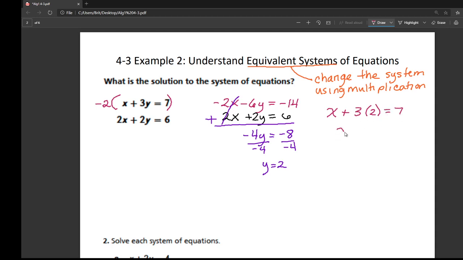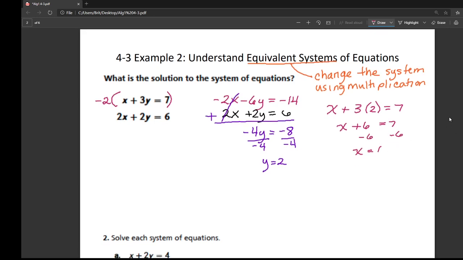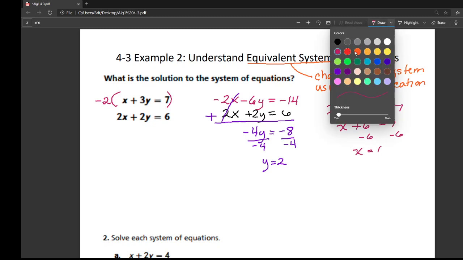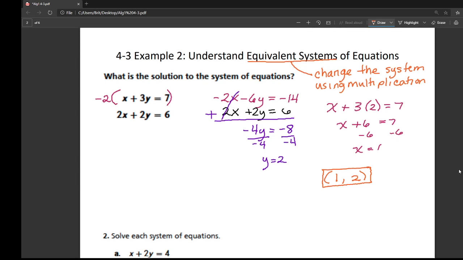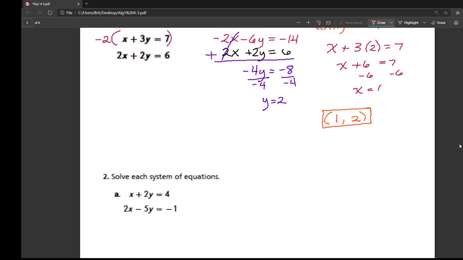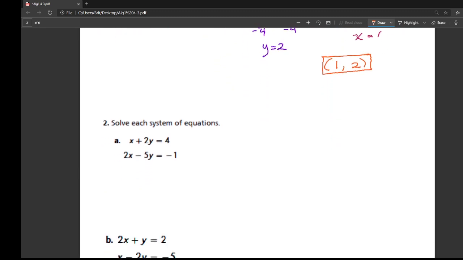So now 3 times 2 is 6, so this turns into x plus 6 equals 7. And if I subtract 6 from both sides, that leaves me with x equals 1. So our final solution, if I write it as an ordered pair, is the ordered pair 1, 2. Now remember, that means that's where the two lines are intersecting on the coordinate plane. Let's try another one.